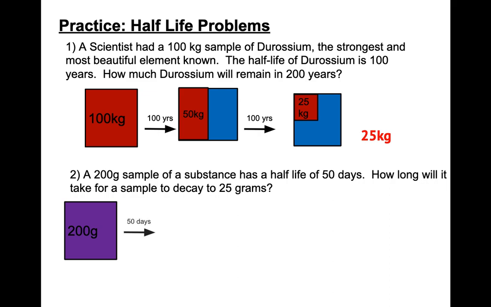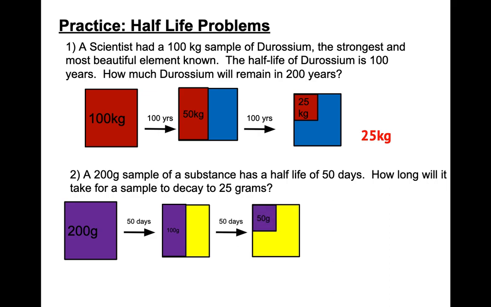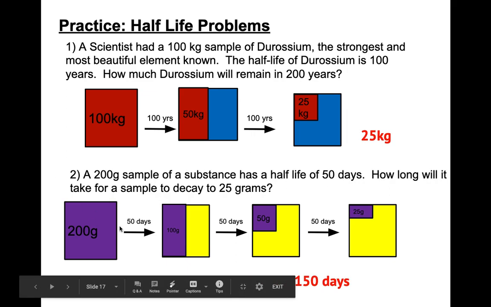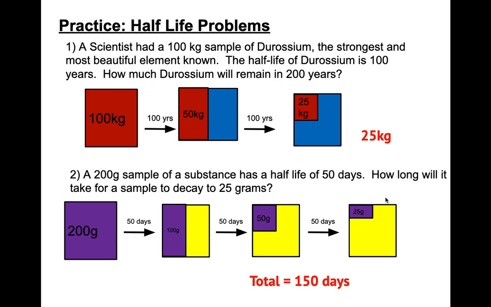So after 50 days, there'd be 100 grams of that substance. After another 50 days, there'd be 50 grams. And we need another 50 days. There would be 25 grams. So how long did it take to decay to 25 grams? 150 days. 50 plus 50 plus 50. Each time we're reducing the parent isotope by half.